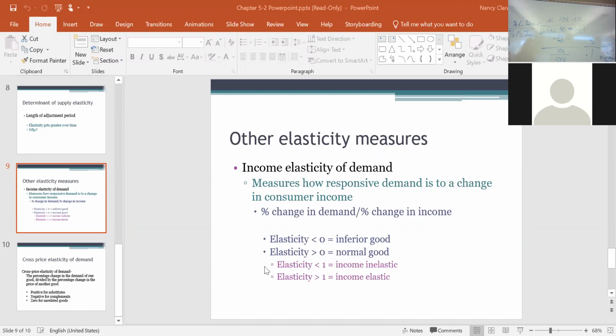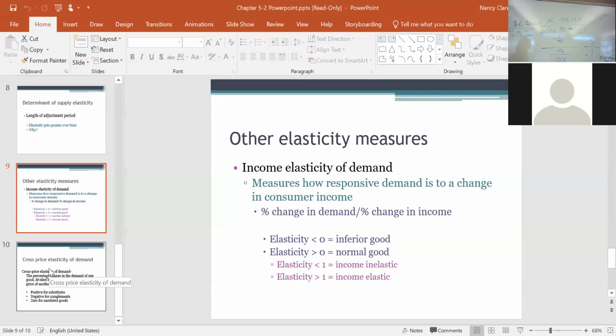And then you can see, we can take it one step further. If the elasticity is less than 1, so between 0 and 1, it's income inelastic. And if it's greater than 1, it's income elastic. Consumers are very responsive in terms of wine consumption as their income goes up. Well, this was a good example because it turned out kind of the way we would expect it to. All right.